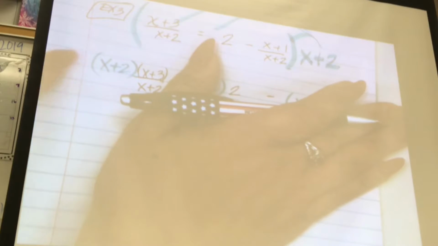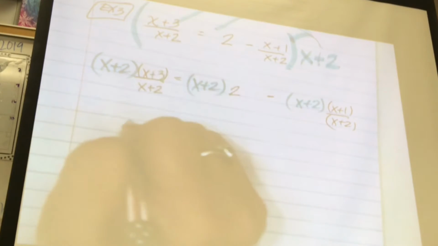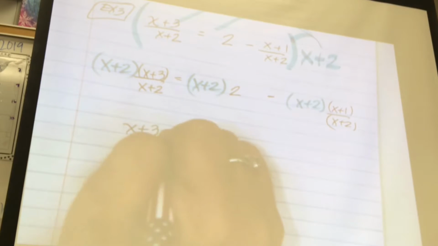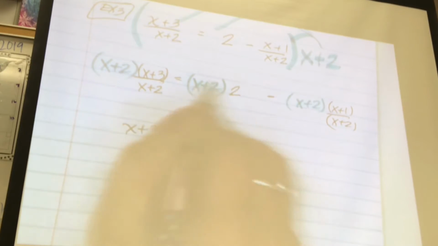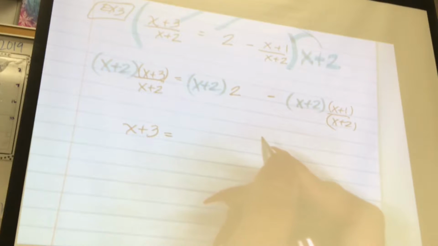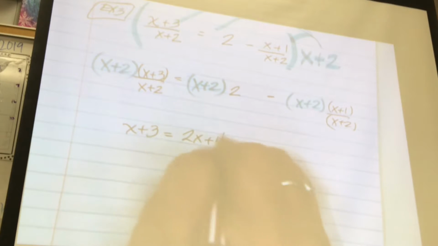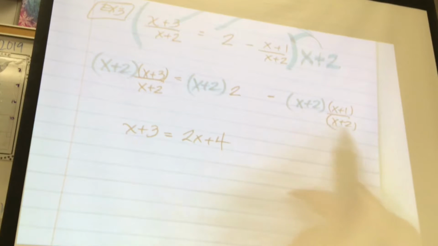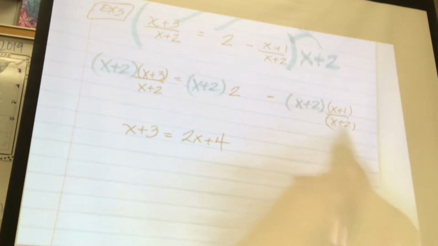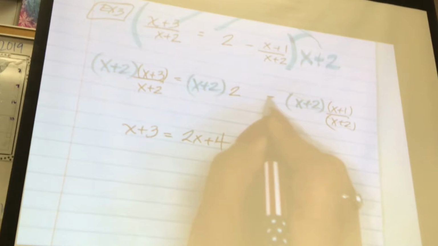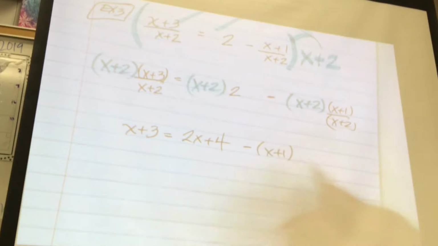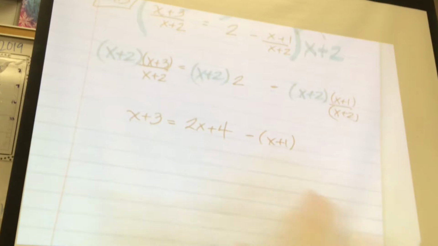Daisy, help me out here. What happens here? Cancel. You're left with? Mina, what happens here? Distribute. What do you get? Yep. And Dylan, what happens here? What cancels? X plus 2, x plus 2. And what are you left with? X plus 3. Almost. Negative x plus 1. Minus x plus 1. Good job. Elizabeth, what should I do with this minus sign? Absolutely. Don't forget to distribute.